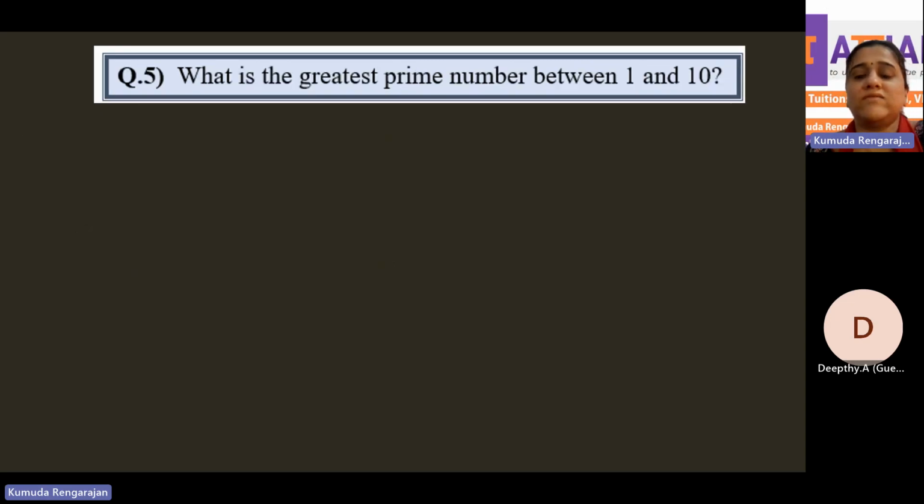Correct? Now, I haven't discussed the concept of co-prime numbers. Let me tell you that now. Co-prime numbers. Before answering question number 5, let us understand what are co-prime numbers.